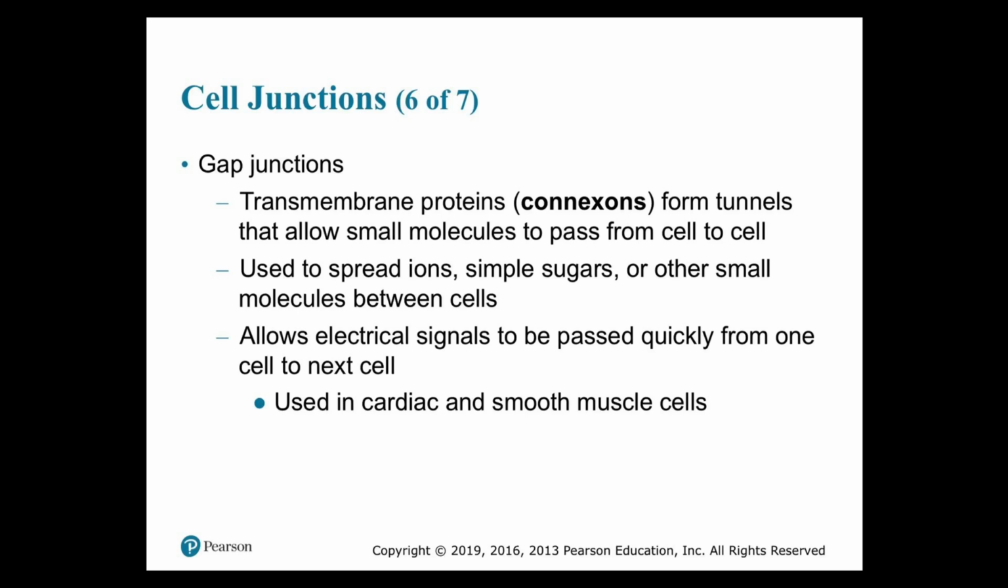These are transmembrane proteins, also known as connexons, that form tunnels that allow small molecules to pass from cell to cell. They're used to spread ions, simple sugars, or other small molecules between cells. And they also allow electrical signals to be passed quickly from one cell to the next cell. So you can find them in cardiac and smooth muscle cells, like the walls of the heart, to make sure that the atria will contract in unison and the ventricles will contract at the same time.